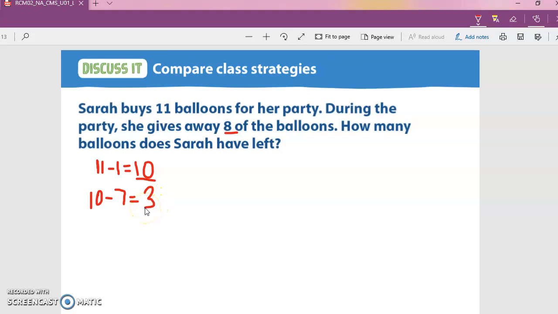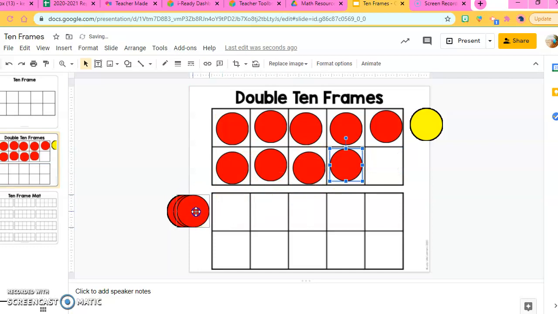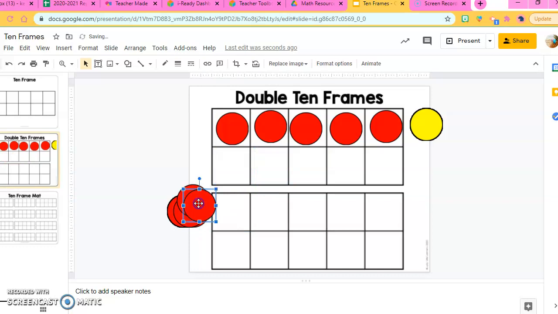Okay. Let's take a look at how we could solve this using counters. So I have one full ten frame, so I have 10 plus 1 more is 11. So now I need to subtract 8 balloons. 1, 2, 3, 4, 5, 6, 7, 8. How many balloons does she have left? She has 3 balloons left, right? Good job.